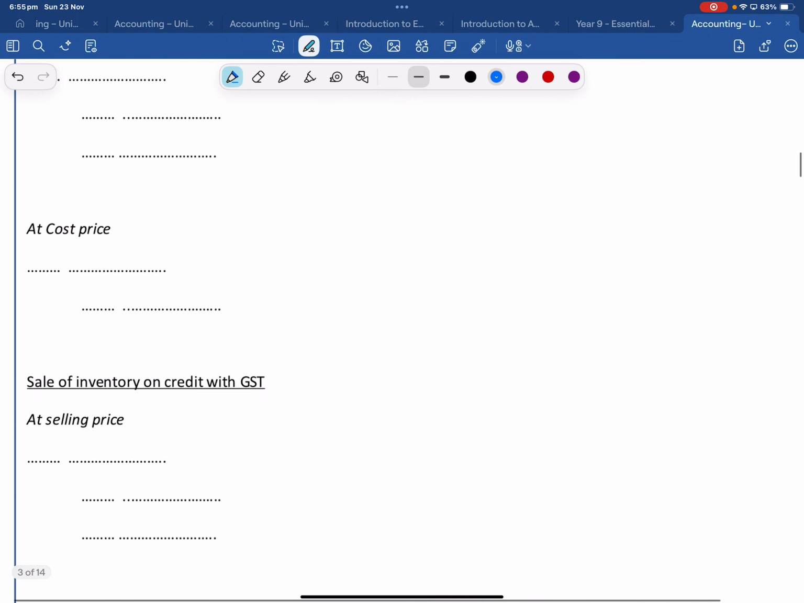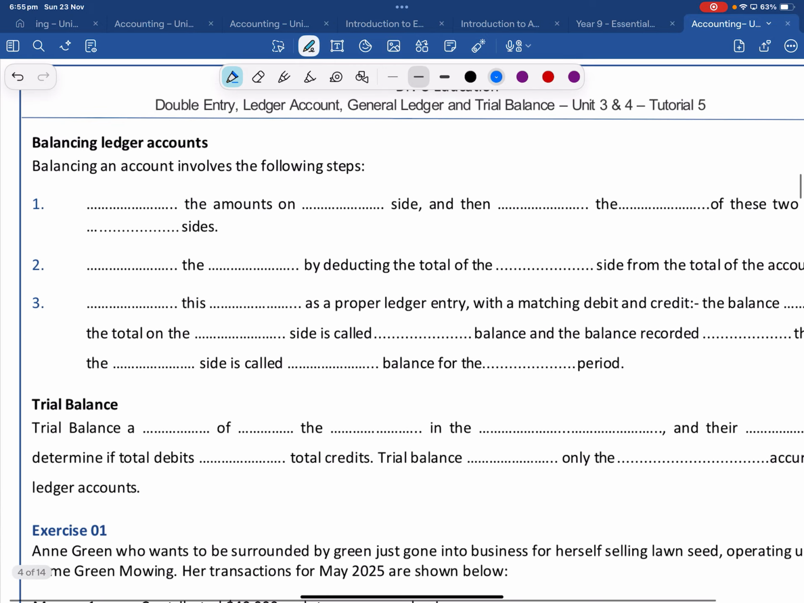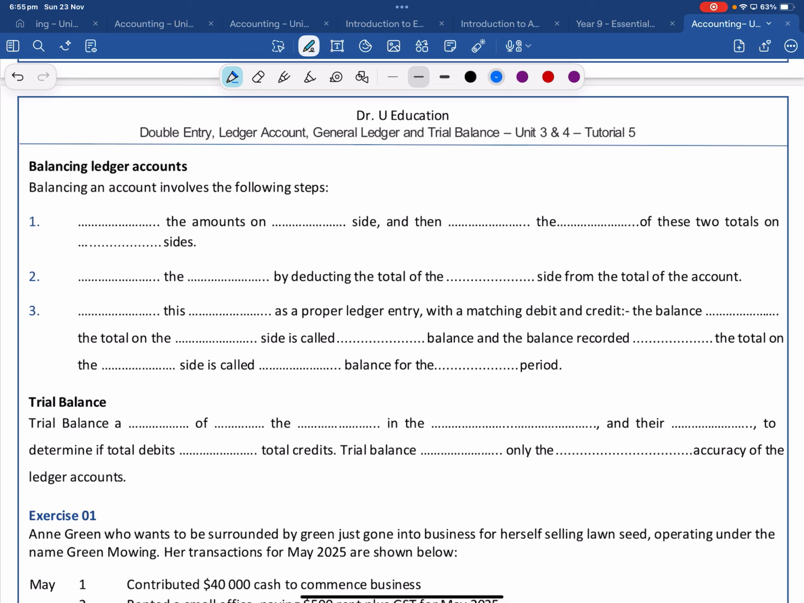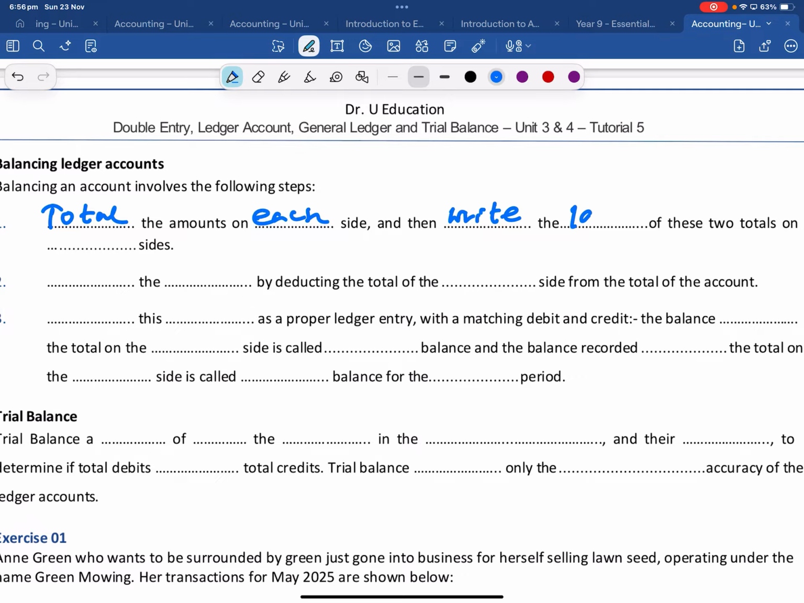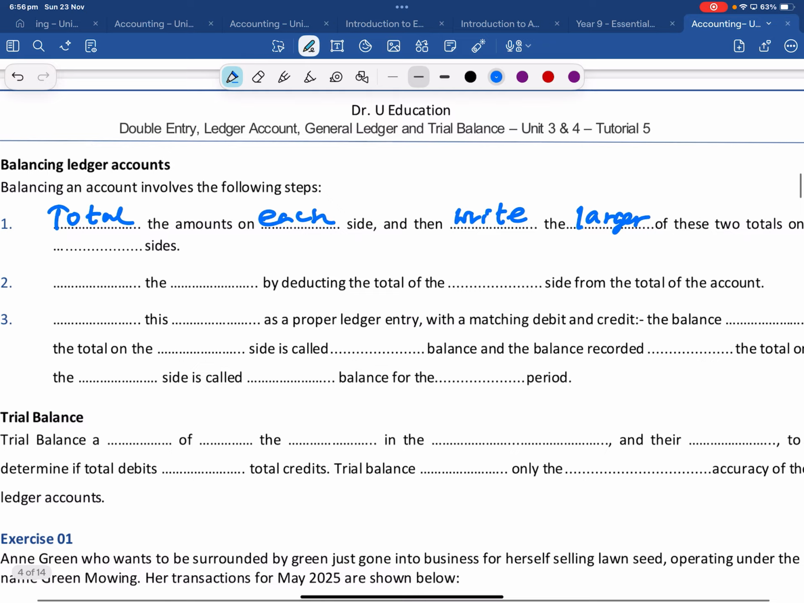Okay, now guys, this sales part we'll do later. Right, now I have to show you how to balance the ledger accounts. Have you done balancing at school? No. Okay, that's good. We are going to learn balancing. Firstly, writing steps is actually hard, but doing it practically it's easy. Firstly, we'll write the total amounts on each side, and then write the larger of these two totals on both sides.